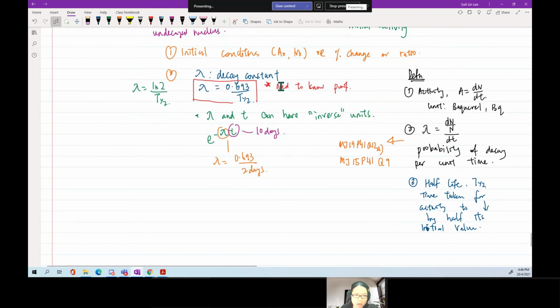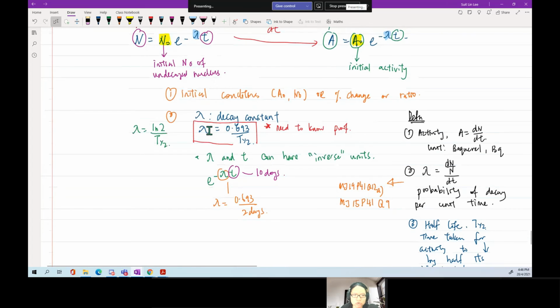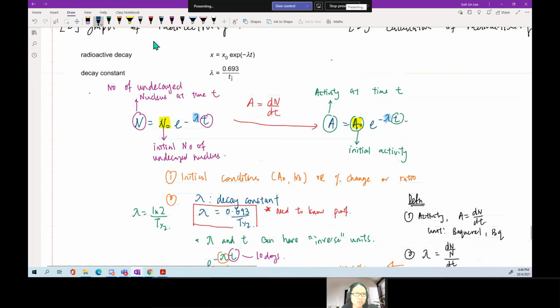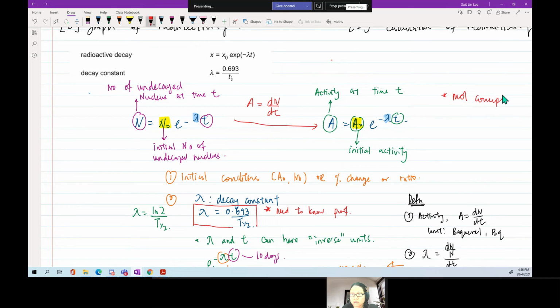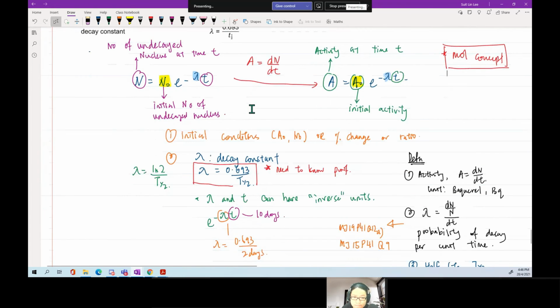If you don't know the initial condition, you don't know lambda, you cannot use the equation. So please make sure you can find them from the calculation itself. And the other thing you also need to know here is the mole concept. If you don't know how to do mole concept, this chapter can be a bit challenging, especially if you don't do chemistry. Then this part, we need some time.